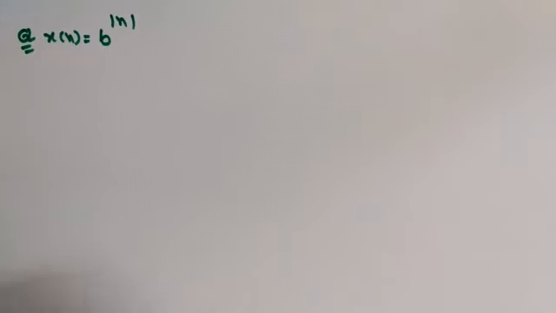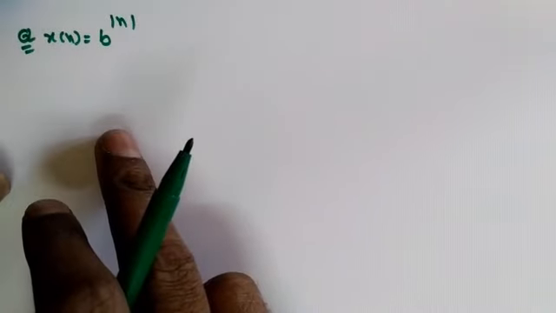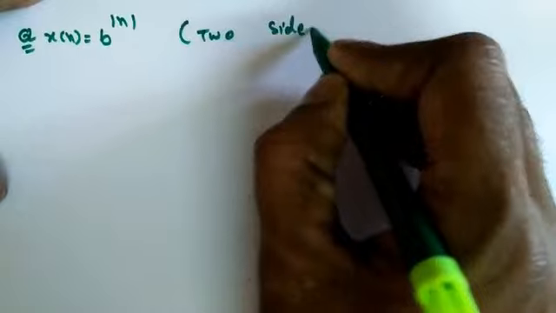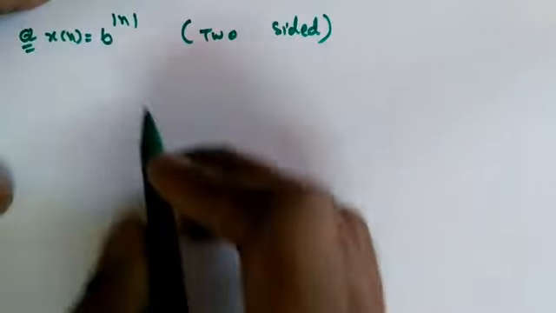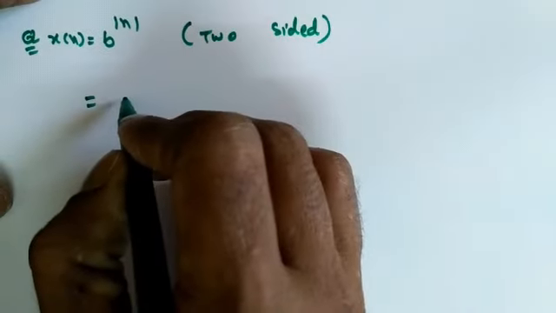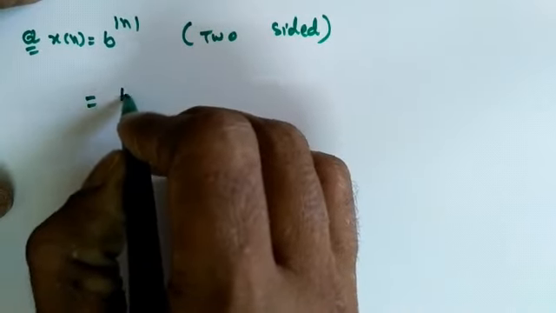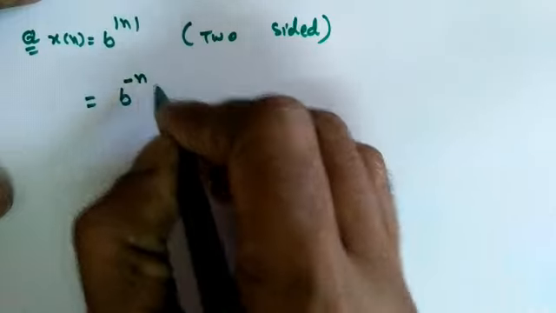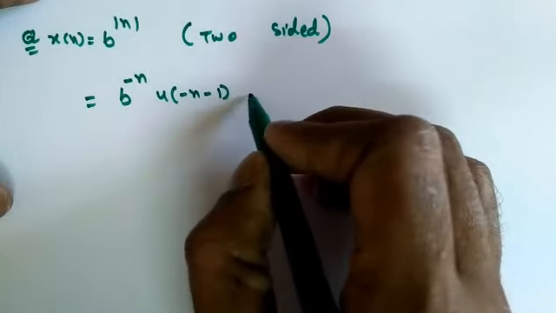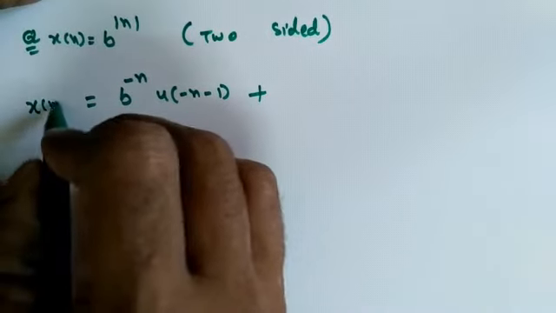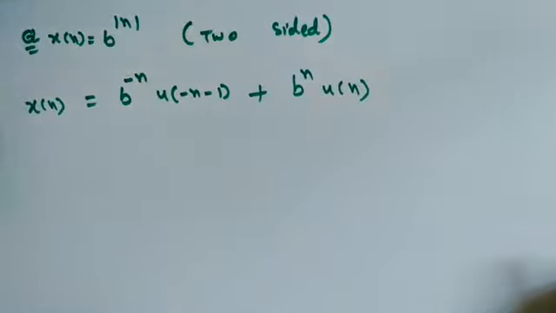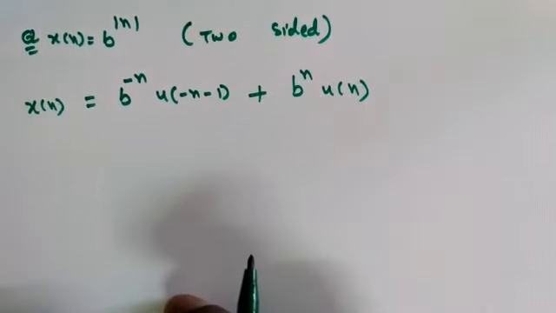Next we will find the z transform of this signal. This signal is nothing but a two-sided signal, right? Now how can it be split? It can be split: when n is less than 0, this will become b power minus n u of minus n minus 1, plus when n is greater than 0, this will become b power n u of n. Now what is the z transform of this signal?